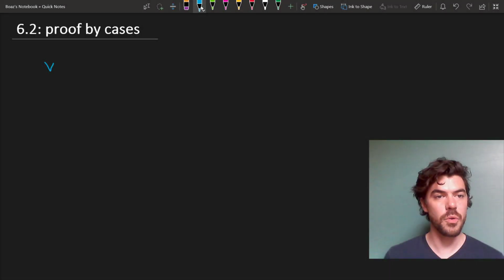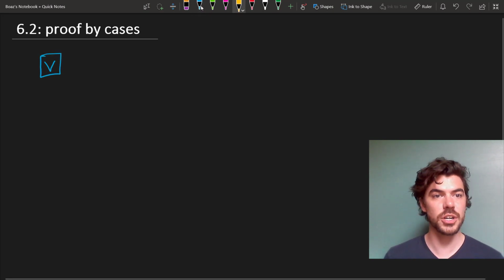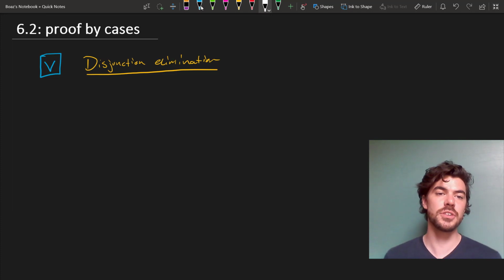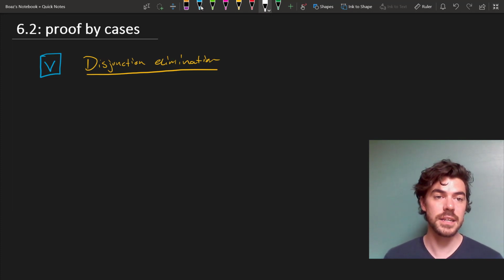Our next rule deals with OR as well, but it's more significant than the last. This is the rule of disjunction elimination. Disjunction elimination is about as exciting as disjunction introduction is boring, in the sense that it allows us to take a sentence like P or Q and to extract from it some further claim, R.